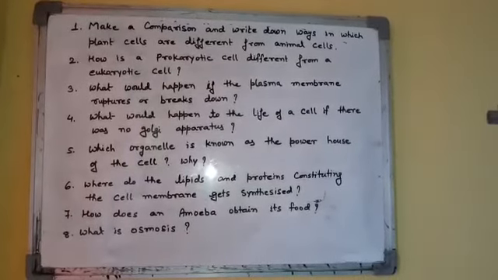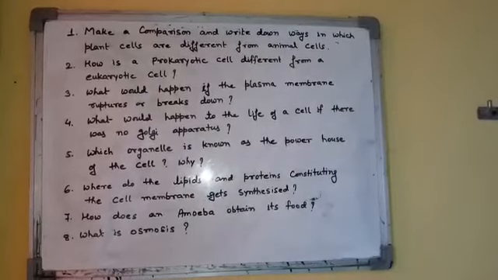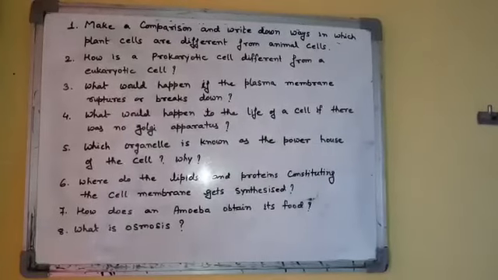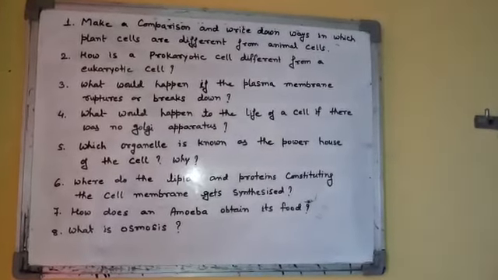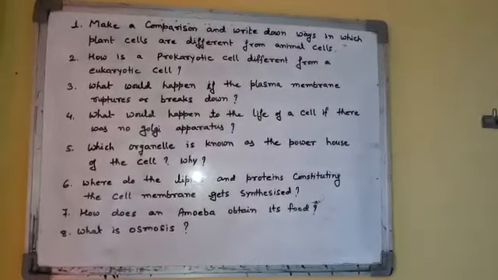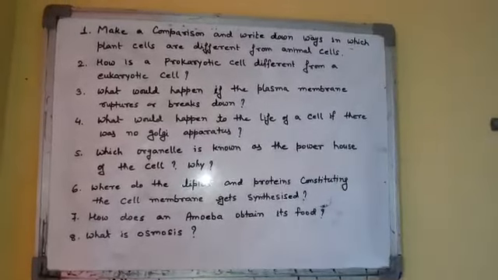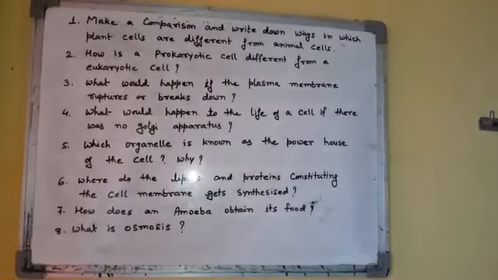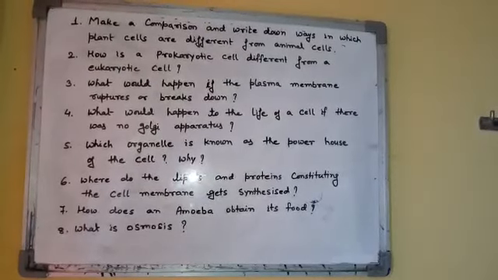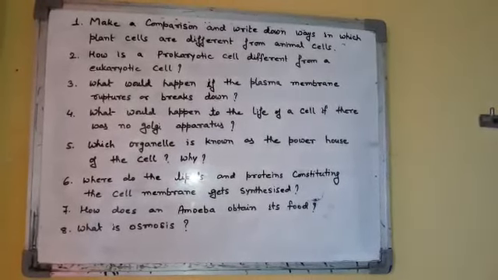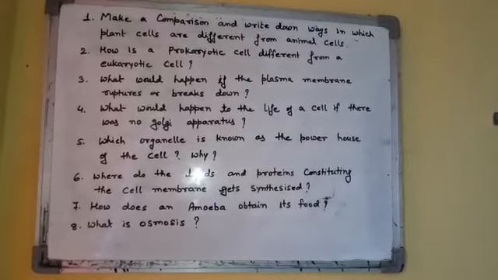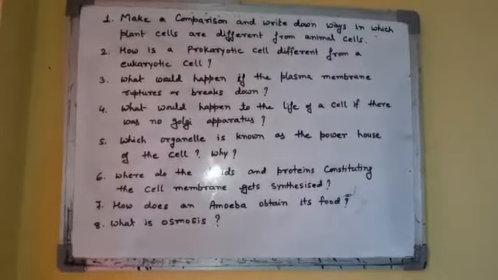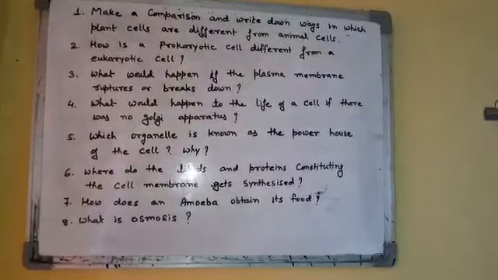The third question, you have to write down what would happen if the plasma membrane ruptures or breaks down. As you know, plasma membrane is the external membrane. It is the outermost in animal cells and the second layer in plant cells. So what would happen if plasma membrane ruptures or breaks down? First, it will try to repair itself, and in the second case, all the cell organelles will be destroyed or come out of the cell, and then the function of lysosome starts. So you will explain in both the conditions.